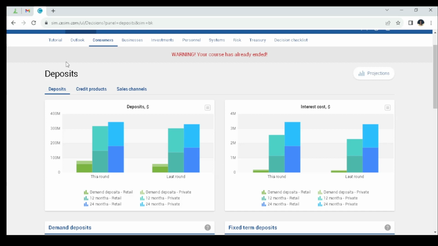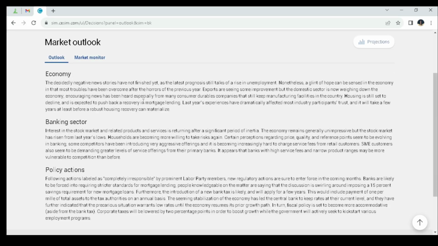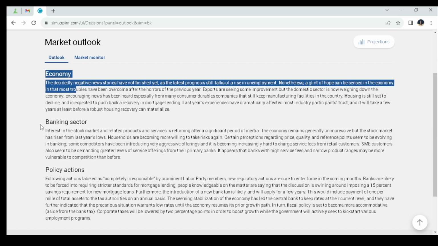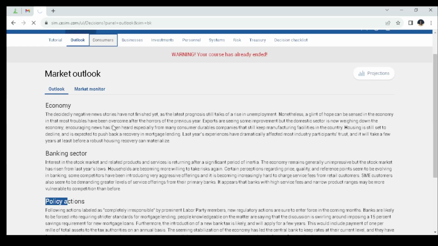So we're going to tackle the deposits part of Cesim Bank, and before that, you need to first go through the market outlook so that you can make decisions under the deposit part. So we shall go back to the outlook and see what it says before I take you through what the deposits part is all about. Under the market outlook, you'll get a guide before you make your decisions, and it also explains and predicts what will happen in each and every round. So you need to go through the economy, the banking sector, and also the policy actions. Next, we shall go back to the deposits.